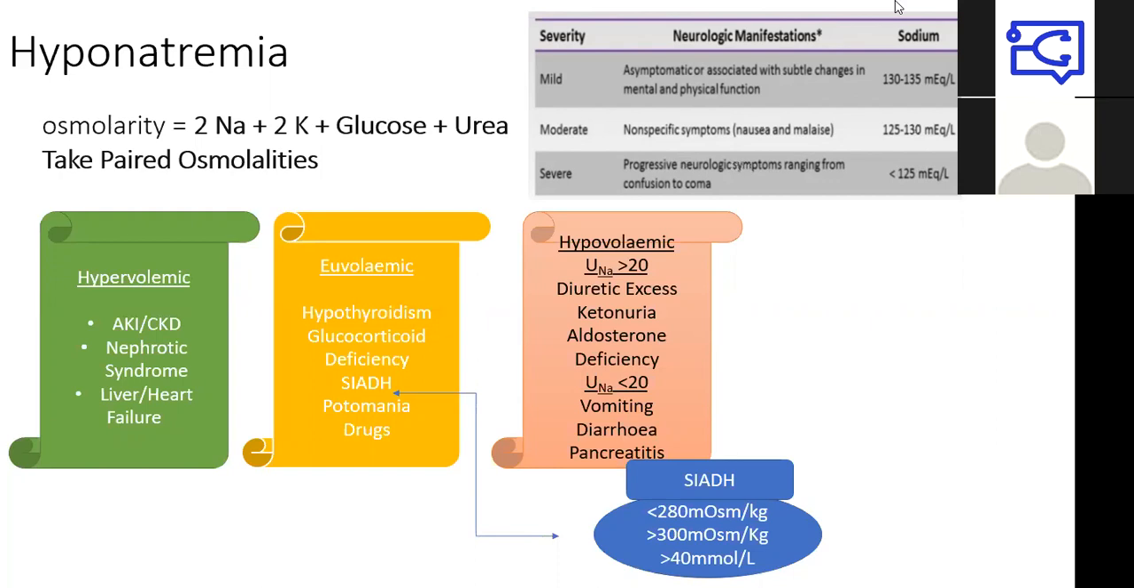I should go back just to say about SIADH. SIADH works on the principle that you should see like for like in your osmolality. So if the osmolality is low in the plasma, it should be low in the urine. If you don't get that, then SIADH should be considered in somebody who's euvolemic.